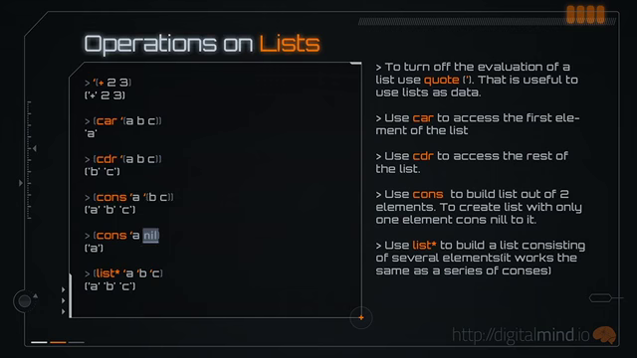In Lisp, the symbol nil represents an empty list. So, if you want to create a list that contains only 1 element, you use cons to combine together this element and nil. If you want to create a list that contains several elements, you can use the list star function. It simply uses a series of conses to combine all the elements together.